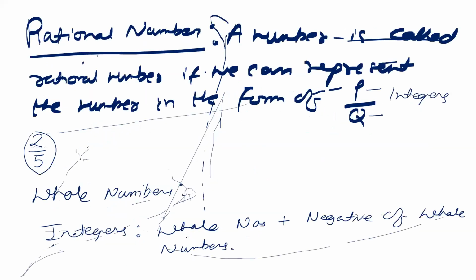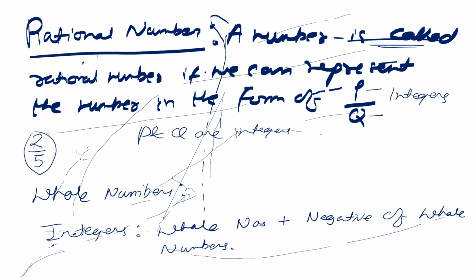All right. So yes, that's what makes a rational number. A number is called a rational number if we can represent the number as p upon q, where p and q are integers, and q is not equal to 0.